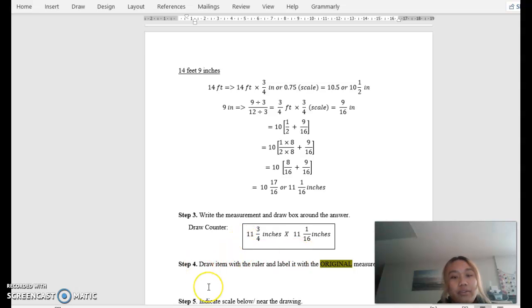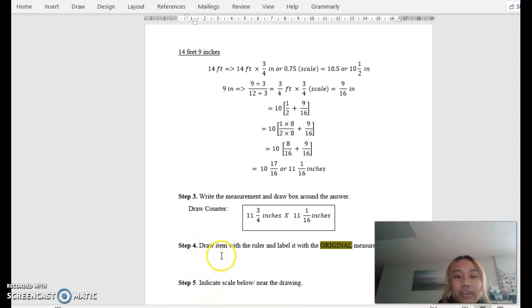For step 4, draw the item with the ruler and label it with the original measurement. I just want to emphasize the original measurement, because we're not going to use this final answer as a label; we're going to use the original measurement of the item. And step 5, indicate the scale below or near the drawing. But before we draw, I just want to quickly share with you how to use our ruler.